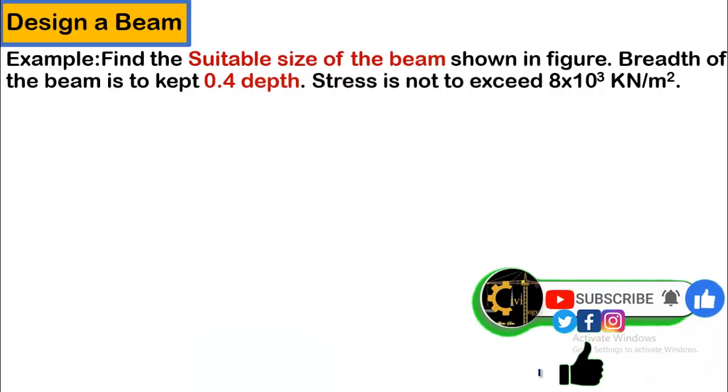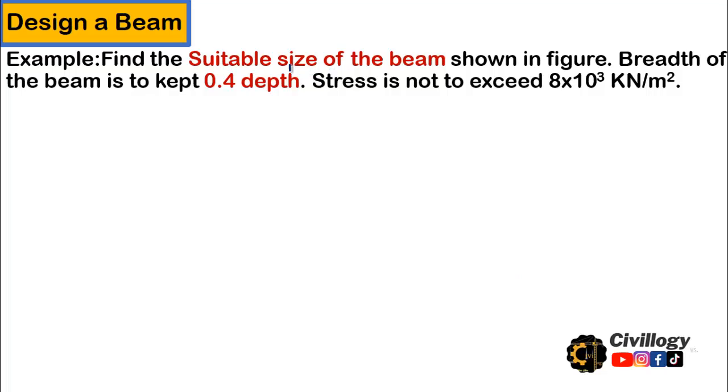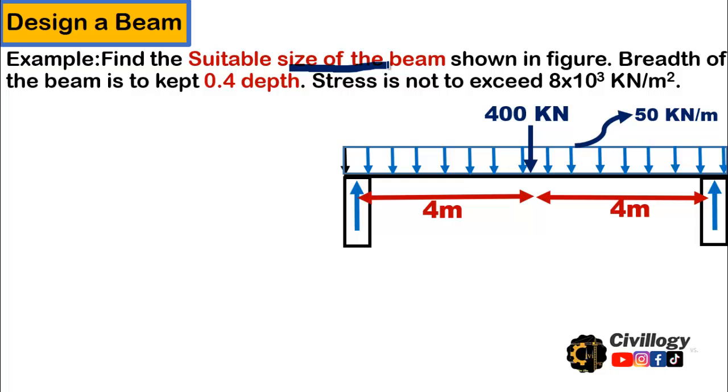First of all, let us assume an example: find the suitable size of the beam as shown in the figure. The breadth of the beam is to be kept 0.4 times depth, okay. Here is the restriction: the breadth should not exceed 0.4 times its depth, and the stress should not exceed 8 multiplied by 10 raised to the power 3 kilonewton per square meter. Now we start the designing of the beam.